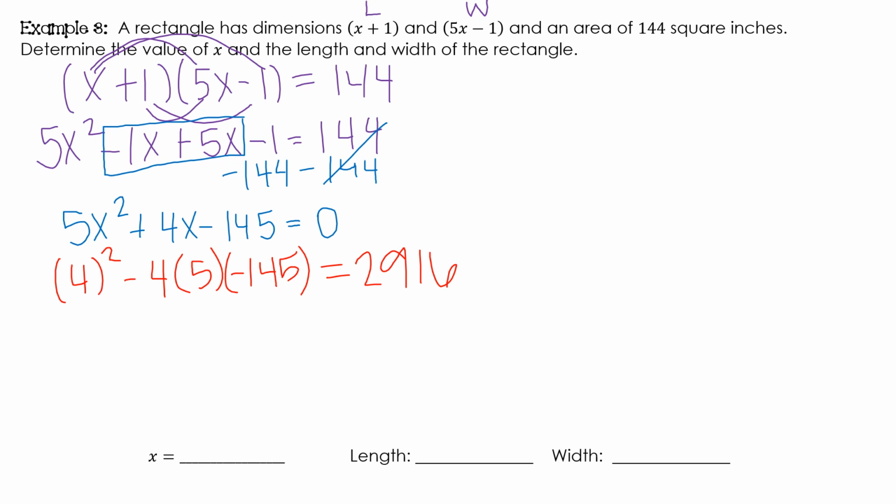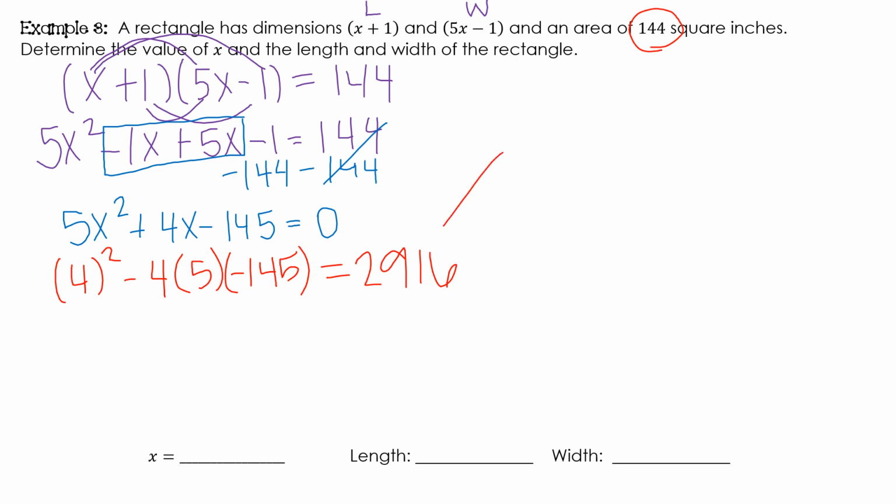Now, technically, x could be a decimal if you're finding length and width. Length and width could equal a decimal. But the area is 144. So at the end of our problem, if we have 2 decimals, it's not likely that it's going to multiply to be 144. So as long as the area is a whole number, it should work out that we get an answer that is a whole number.